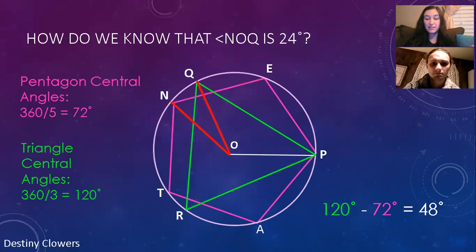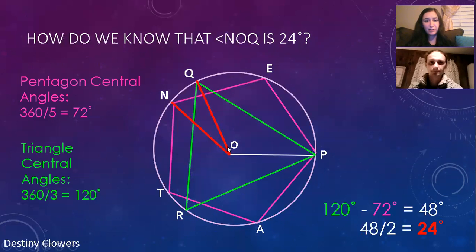Now all we have to do is subtract 72 degrees from 120 degrees, and that gives us 48 degrees. Now we have to divide 48 by 2, because if you look at this image, O is the radius, and the angle NOQ is met at the center of this circle, which is the radius. So that means we're going to have to divide it by 2 since we're not looking for the whole diameter of the circle.